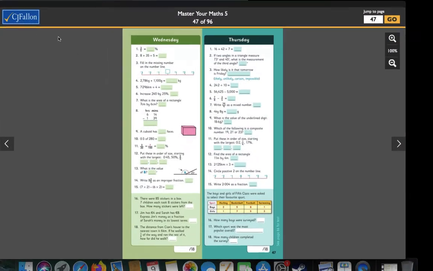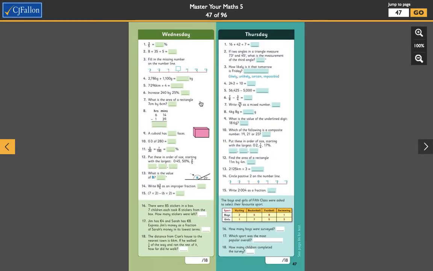I took that amount and I added it to the 240 because I had to increase 240. Just to go through that again, because some people are leaving those sums undone. Number 7, what's the area of a rectangle that has 7 by 6? Subtraction.